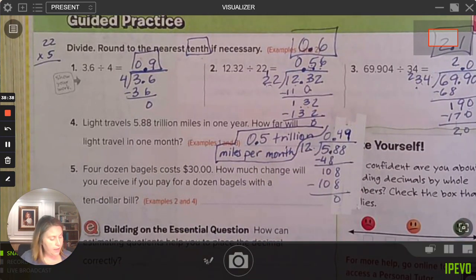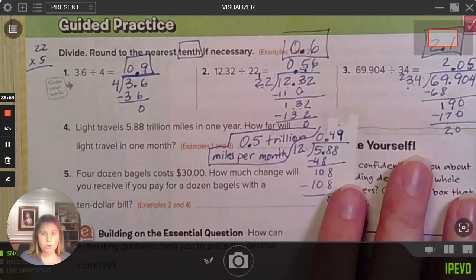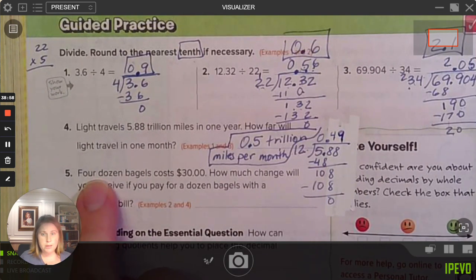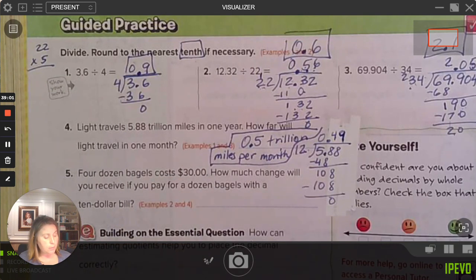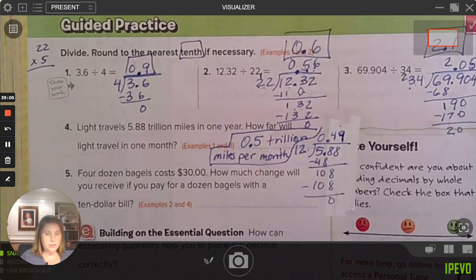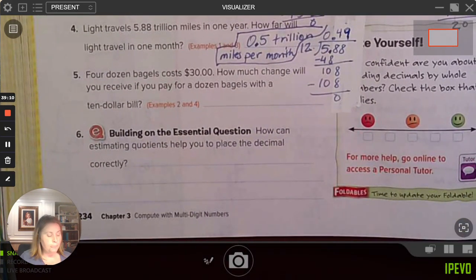All right, number 5. 4 dozen bagels cost $30. How much change will you receive if you pay for a dozen bagels with a $10 bill? Okay, honestly, I would not divide this out with long division. We've done a lot of long division problems, so let's do a mental math problem with shopping. I'm going to just take that space and use it for our bagel problem.